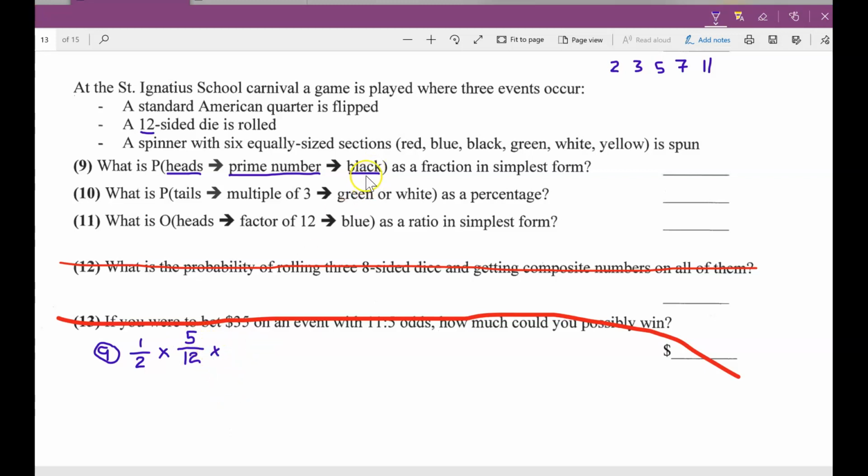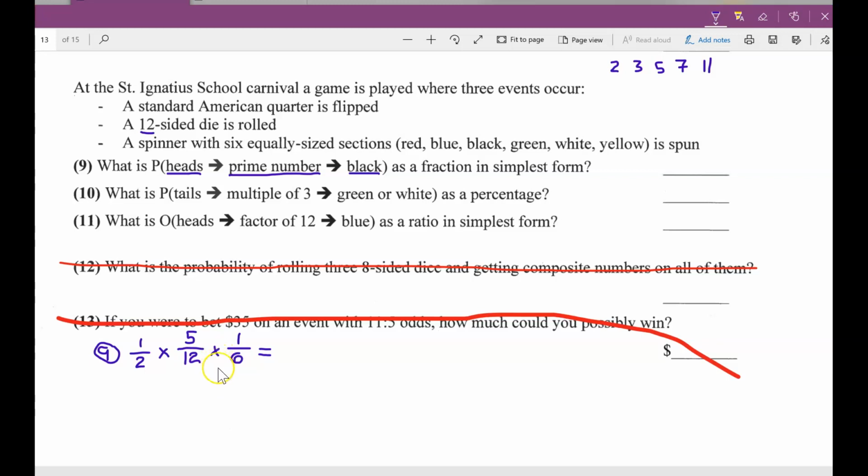Finally, we want to spin black on the spinner. Well, first off, how many different possible results are there on the spinner? There are 6. Red, blue, black, green, white, and yellow. So we put a 6 on the bottom. And of those, how many meet our requirement? How many are black? Only 1 of them. Okay, now we've got our 3 individual probabilities, and we're going to combine them by multiplying.